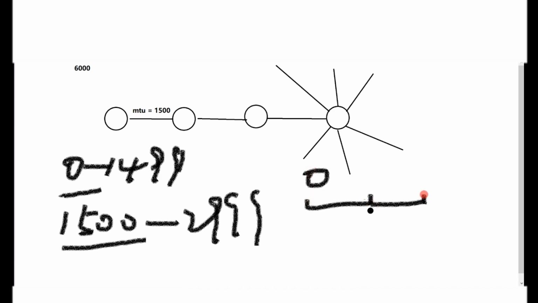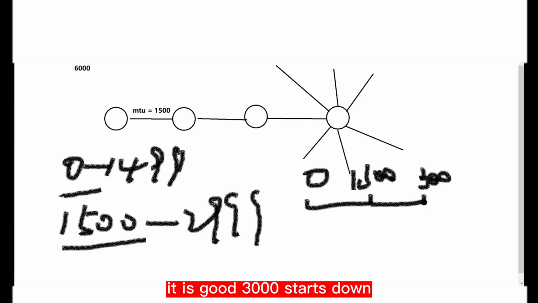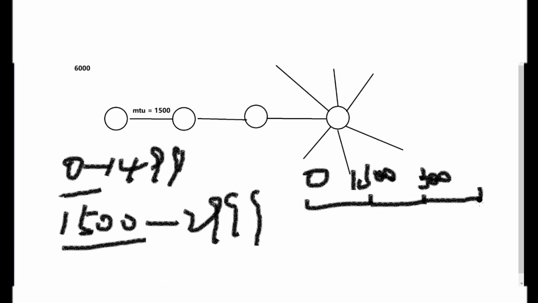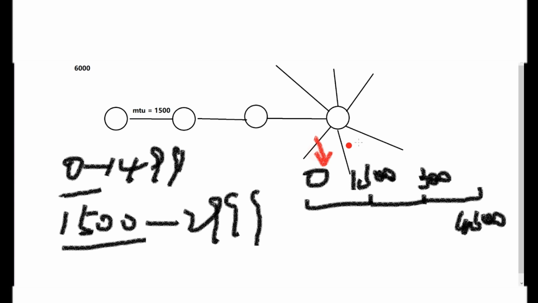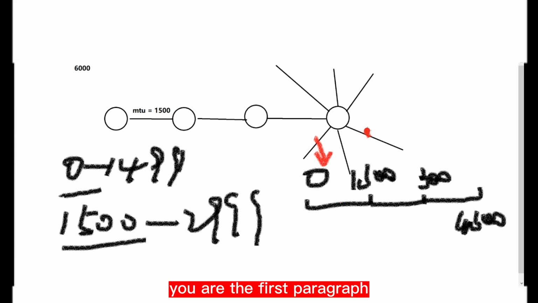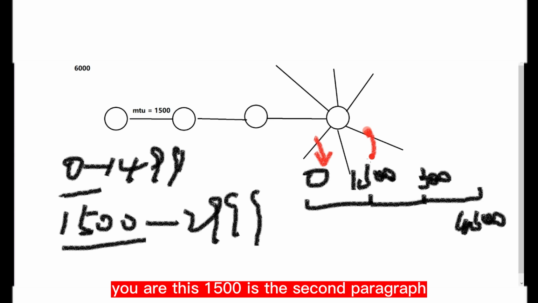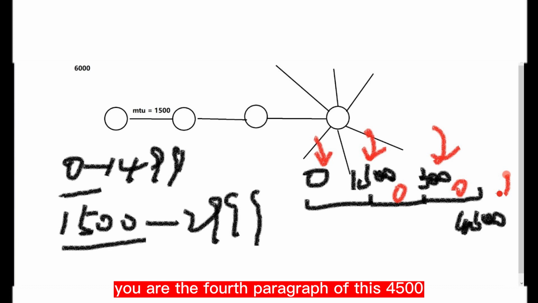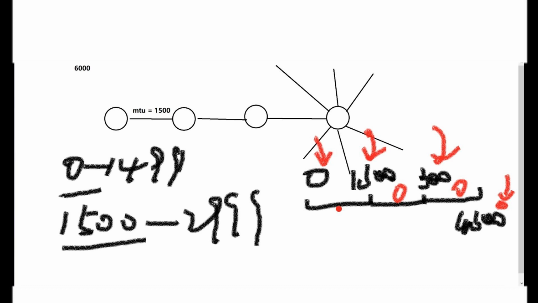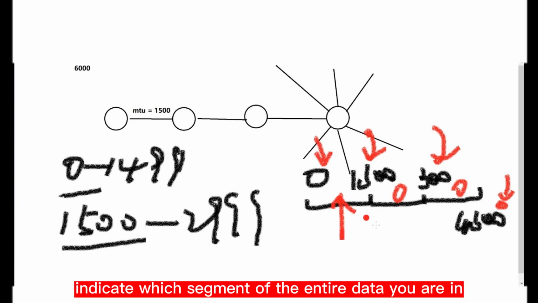And then 1500 starts. Further down, it starts with 3000. It is good. 3000 starts down. Further down is the beginning of 4500. Then mark everyone when you come over. You are this 0, that is, you are the first paragraph. You are this 1500, the second paragraph. You are this 3000. You are the fourth paragraph of this 4500. Everyone needs to come and indicate which segment of the entire data you are in.